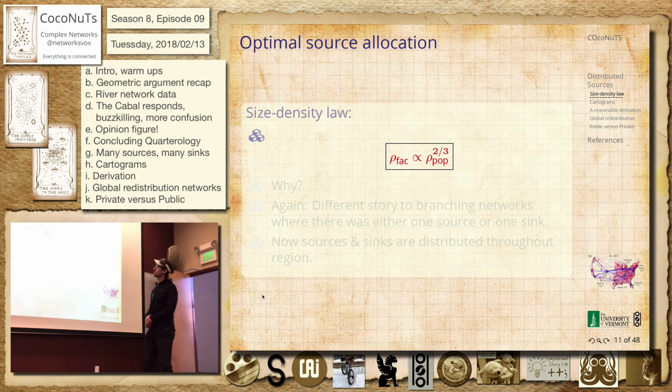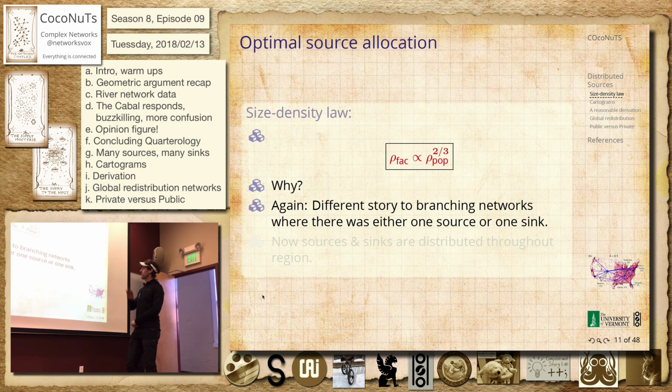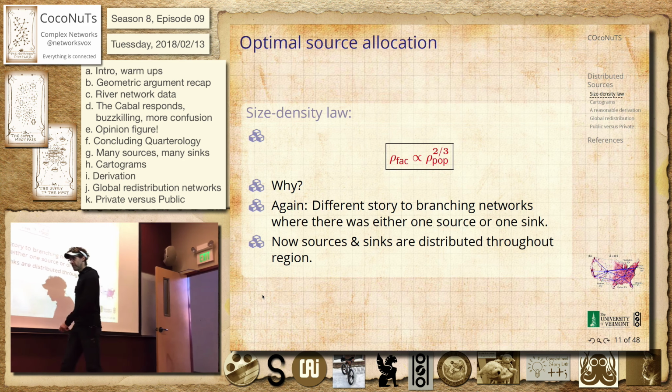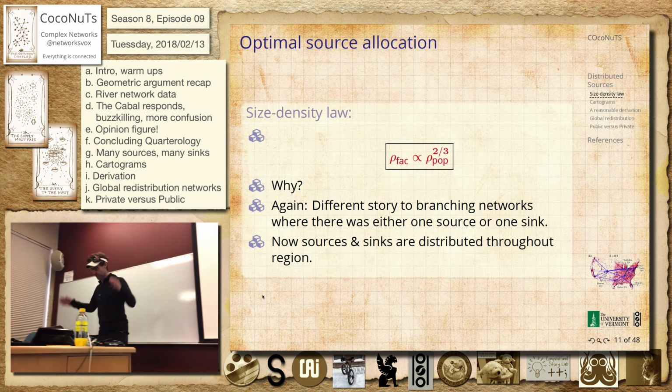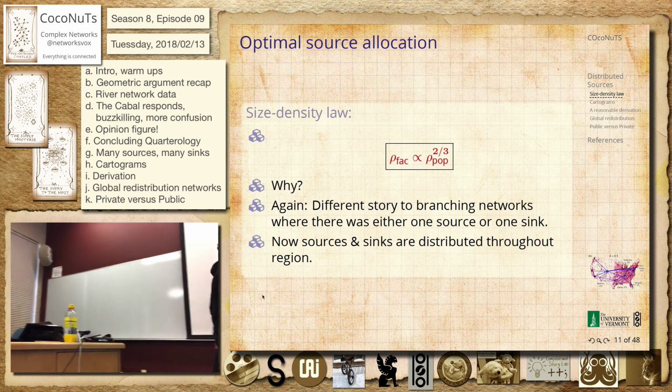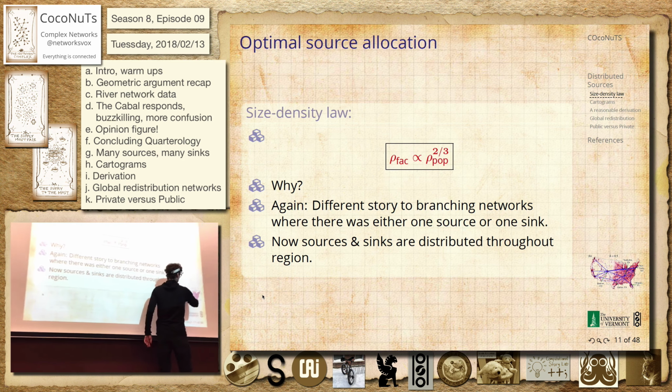And indeed, that's the story, right? There's a very different story to branching networks that we had: one source, one sink, and then many of the other kind. Now they're distributed throughout a region. So it's another kind of optimal thing. The network structure will go on top, because then you want to think about how do you get between these.